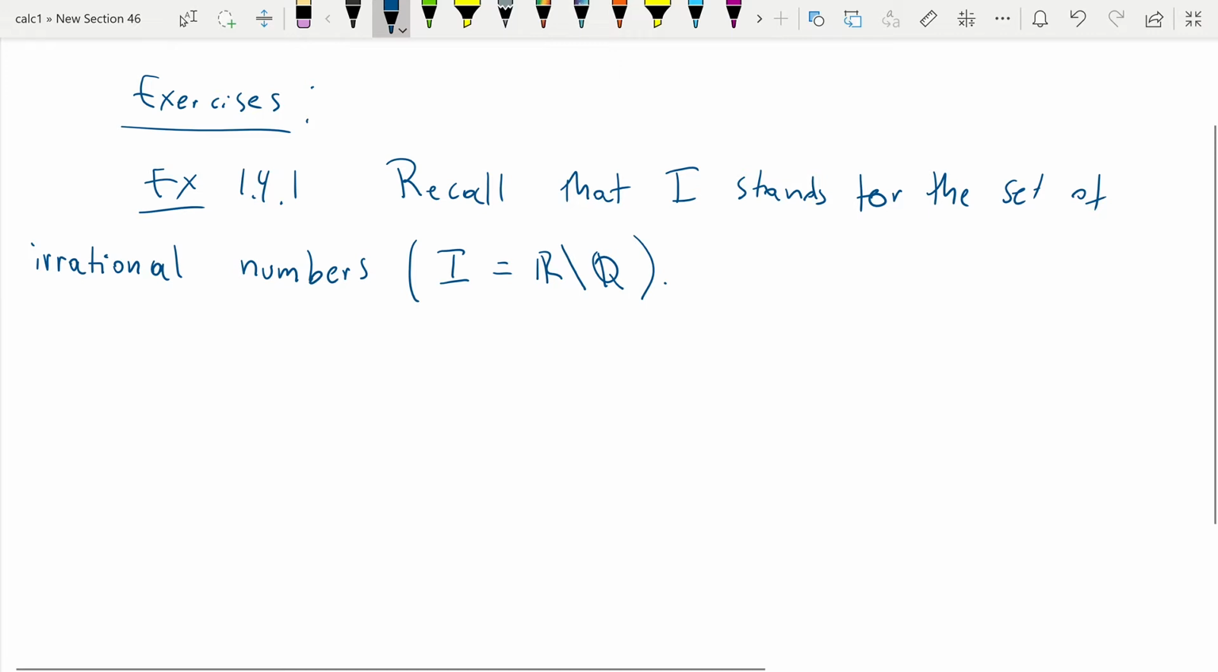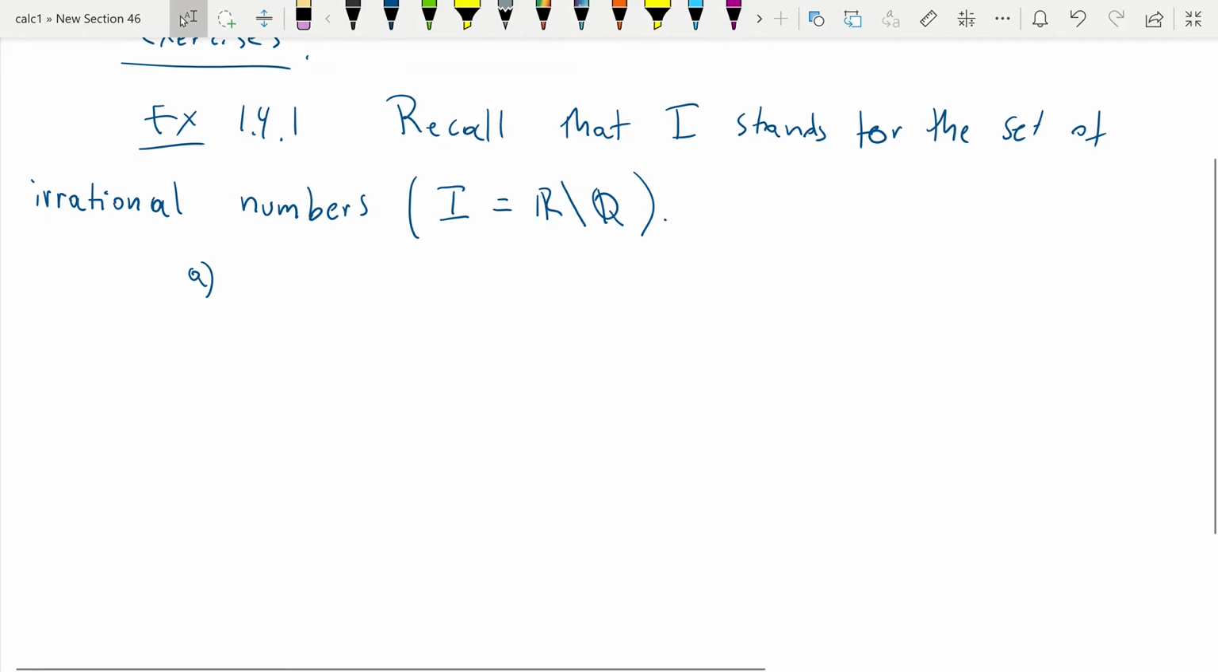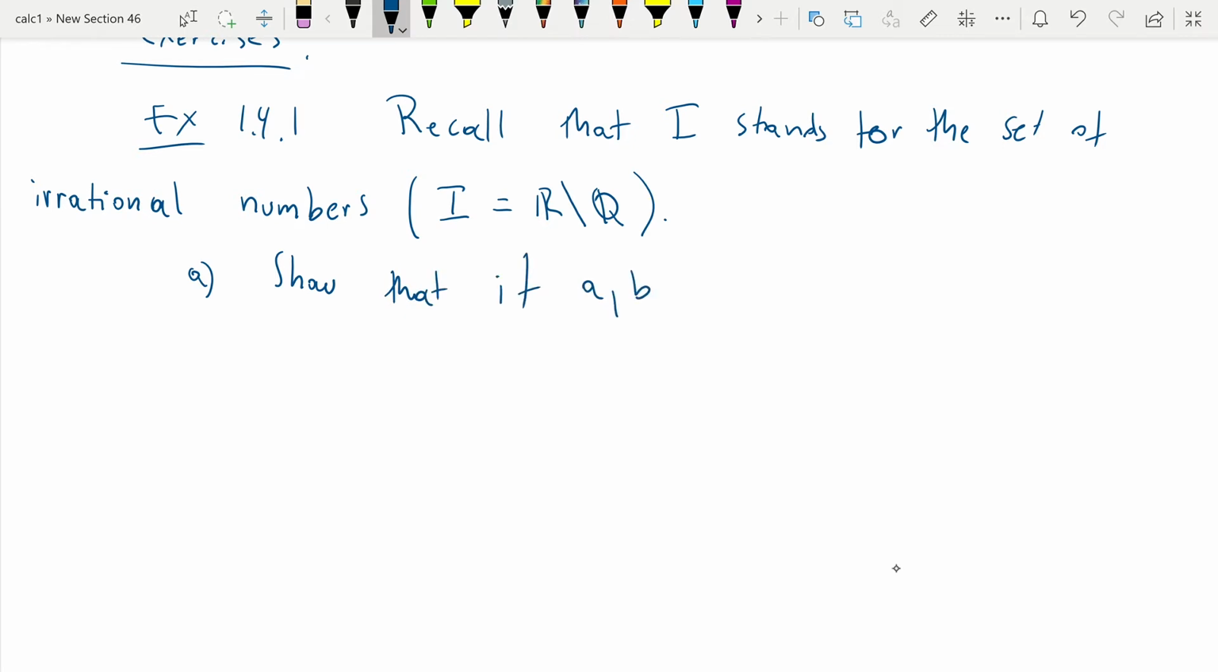After this, we are asked to show a bunch of properties that you should know how to prove on your own. First, show that if A, B are in Q, then AB and A plus B are elements of Q as well.